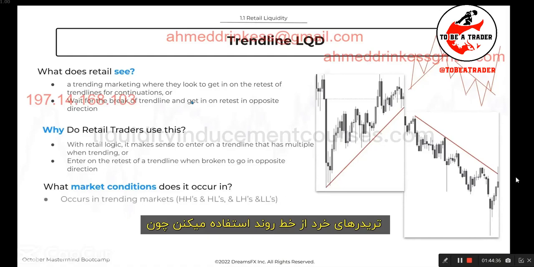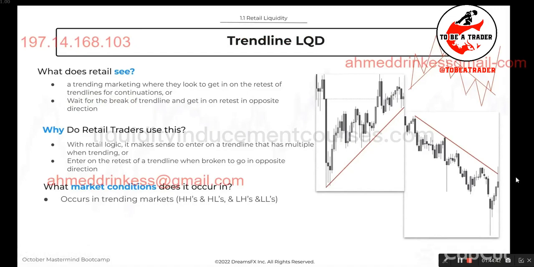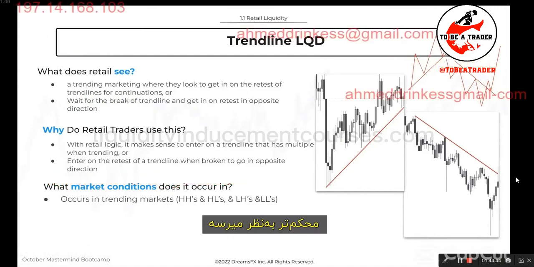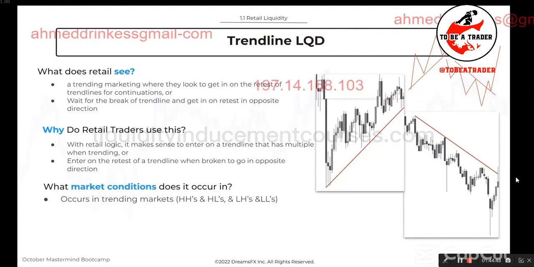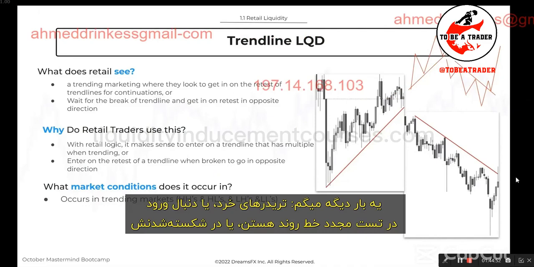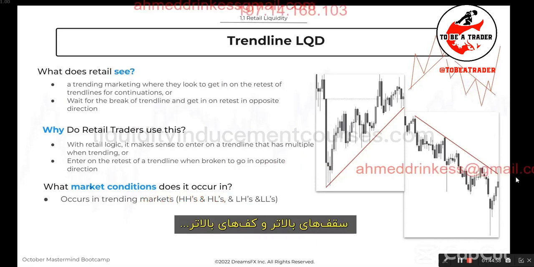Retail traders use it because, like support and resistance, the more touches it has in a trending market, the more intent appearing, so it has to continue that way. They're either going to enter on the retest of the trend line or enter on the break of it. What market conditions does this occur in? It occurs in trending markets: higher highs and higher lows, lower highs and lower lows.